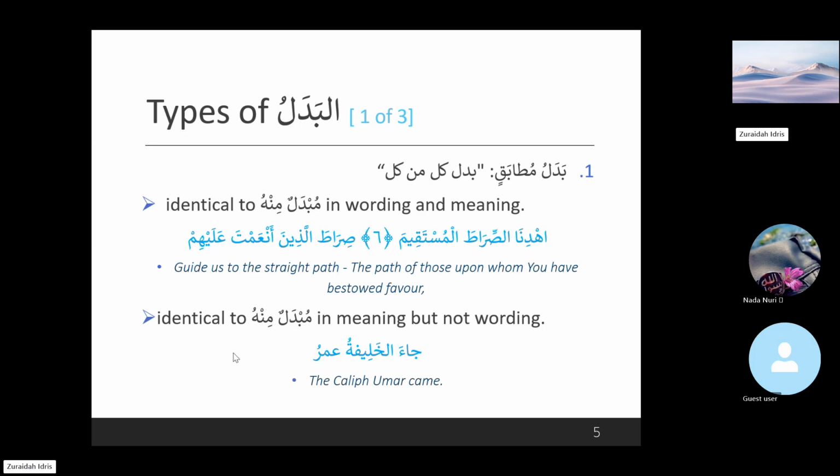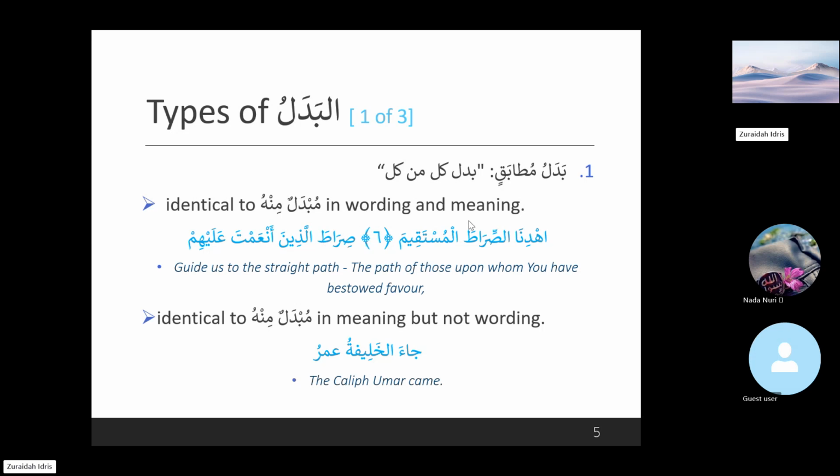We saw that there were two types. When it is identical in wording and meaning, it comes one after another, as in Surah Al-Fatiha, verses 6 and 7: اهدنا الصراط المستقيم صراط الذين أنعمت عليهم. This sirat and this sirat are identical. This is your mubdalun minhu and this is your badal.